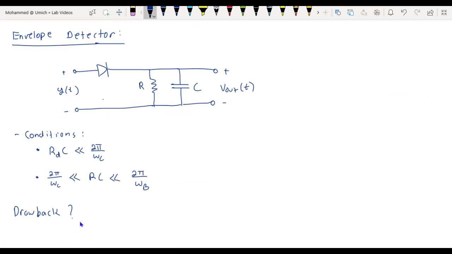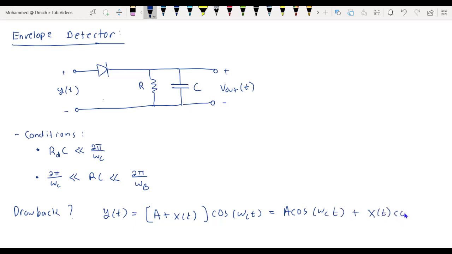Now, the only drawback of large carrier amplitude modulation, which is seemingly a lot better since it's asynchronous or non-coherent, is that if we look at the expression for y of t, we have y of t equals a plus x of t times cosine of omega ct, which equals a times cosine of omega ct plus x of t times cosine of omega ct.